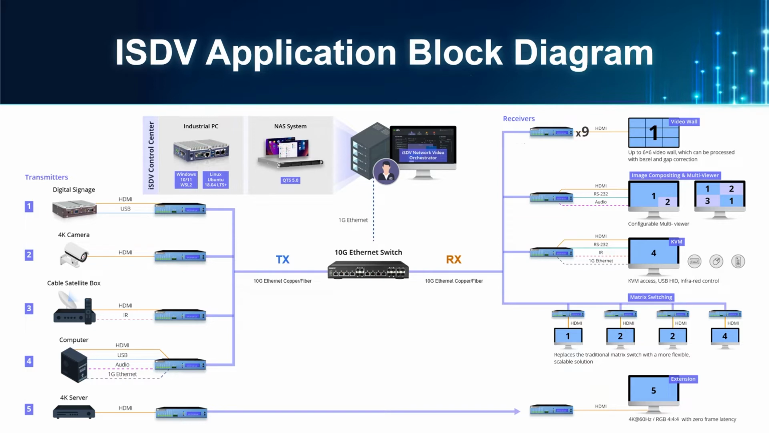The uncompressed data could be transmitted from 4K camera, and the user computer can on transmitted sites via 10G Ethernet copper and fiber. And user can based on their needs to configure the application. For example, we support up to 6x6 video wall, which can be processed with bezel and gap correction. And next is multi-view. It allows you to manage video and information from multiple sources through a single display for surveillance.